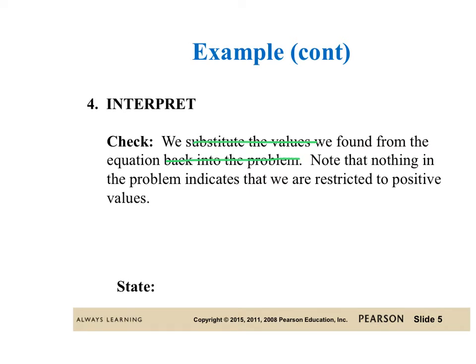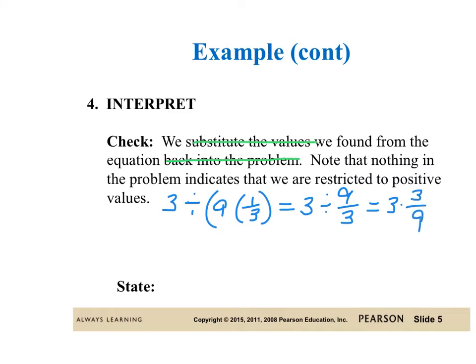So if we choose n to be 3, then we have 3 divided by the quantity 9 times 1 over 3, which is 3 divided by, since 9 times 1/3 is 9 over 3, and then 3 divided by 9/3 is equal to 3 times 3/9, which is 9 over 9, and that equals 1, and so it checks.